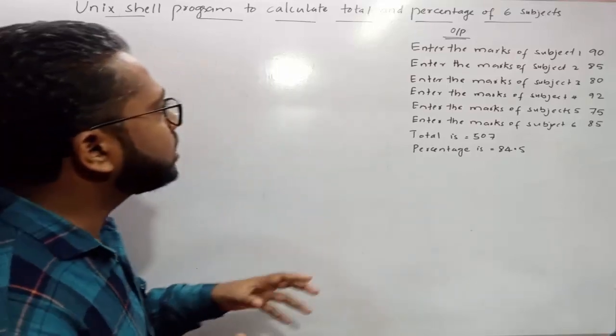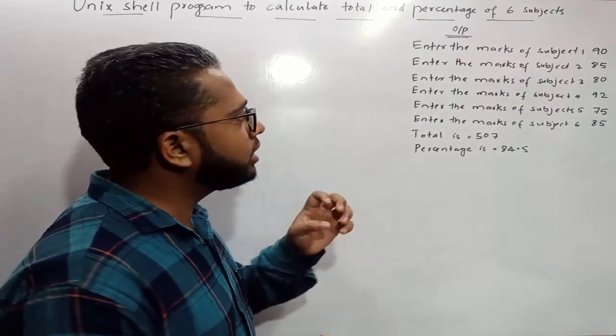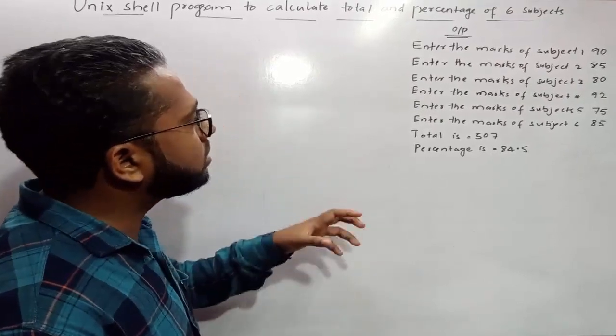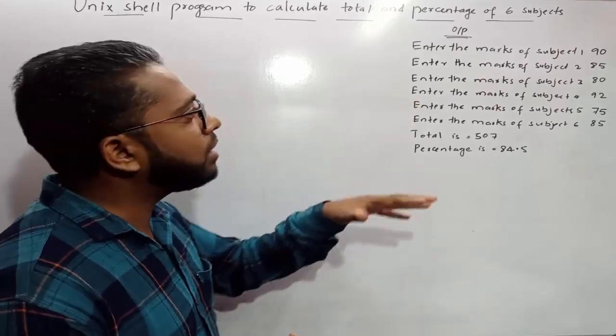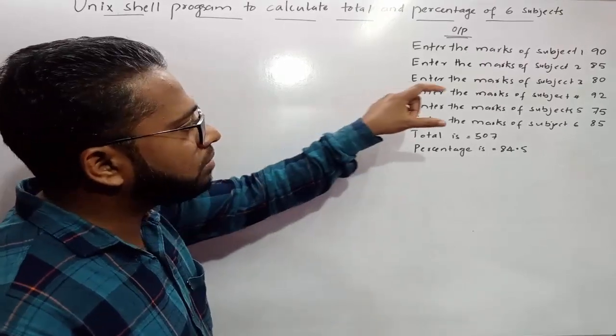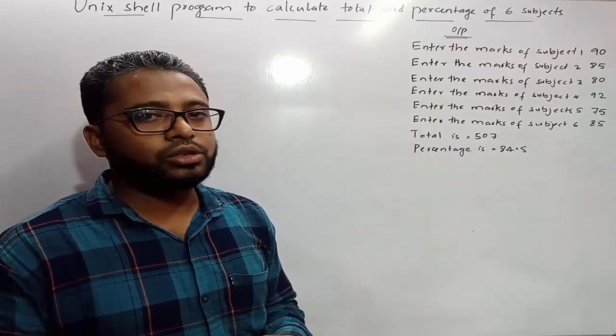So here, as you can see, I have already written down the output of this program, and when this program gets executed, it asks the user to enter the marks of 6 subjects one by one. And based on the marks, it will calculate the total and then it will print the percentage also.